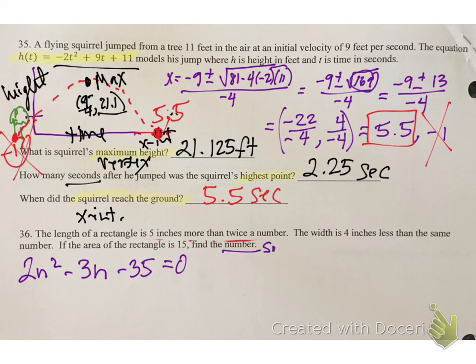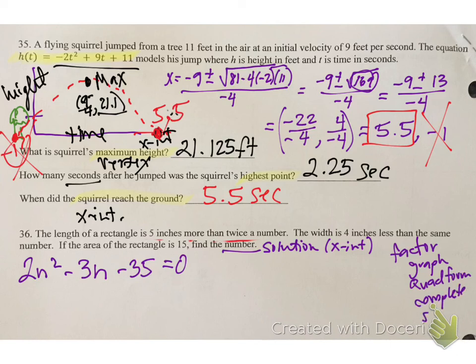solution, which could also be my x-intercept. And so I could factor this, I could graph it, I could use the quadratic formula. These are all options. Graph. I could complete the square. Usually no one wants to do that. But in this case, I could factor it. So I'm going to try and factor.